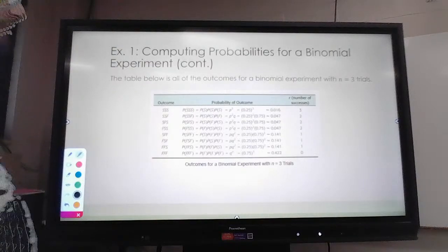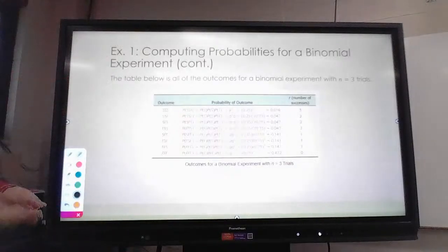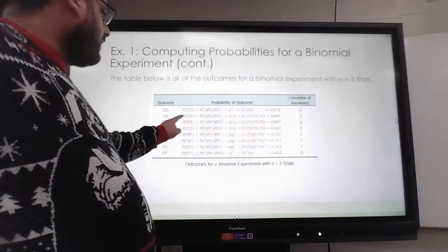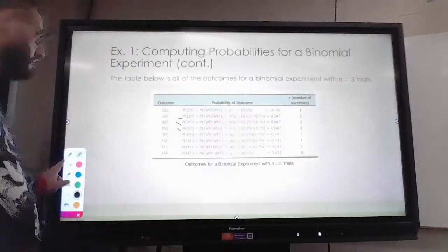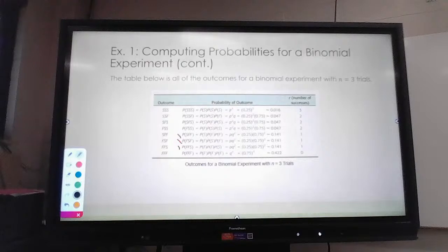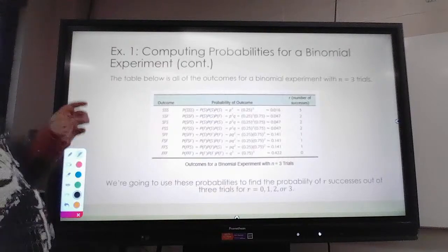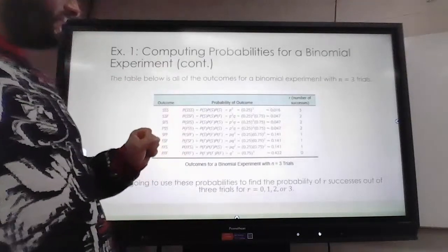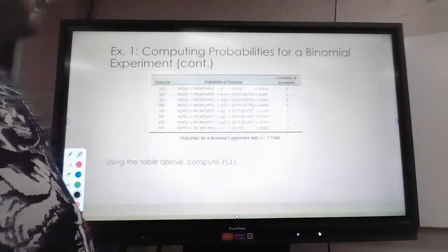But here now we have a value of R, number of successes. Remember, our number of successes was questions that we got right. So for this one and this one, each of them is a situation where we have 2 correct answers. This one and this one each have 1 correct answer in it. So pay attention to that as we go through the next question. We're going to use these probabilities to find the probability of our successes out of 3 trials, for 0, for 1, for 2, and for 3.